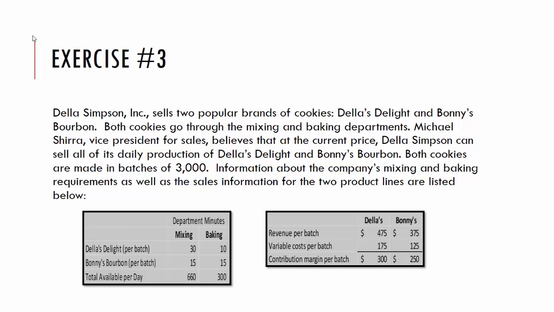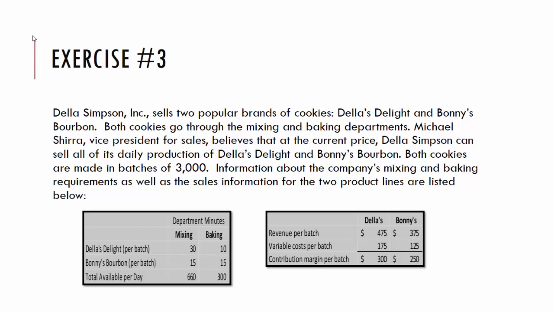And in exercise 3, we're going to use a little bit of algebra to help us out in this situation. So Della Simpson Incorporated sells two popular brands of cookies. They have Della's Delights and they have Bonnie's Bourbons. Both cookies go through the mixing and baking departments. That's what you've got to do to make cookies. Their vice president for sales believes that at the current price, they could sell all of the daily production for both of them, so they're not constrained by customer demand. We're doing this question algebraically, so let's keep it simple. We don't want too many different constraints to work with.